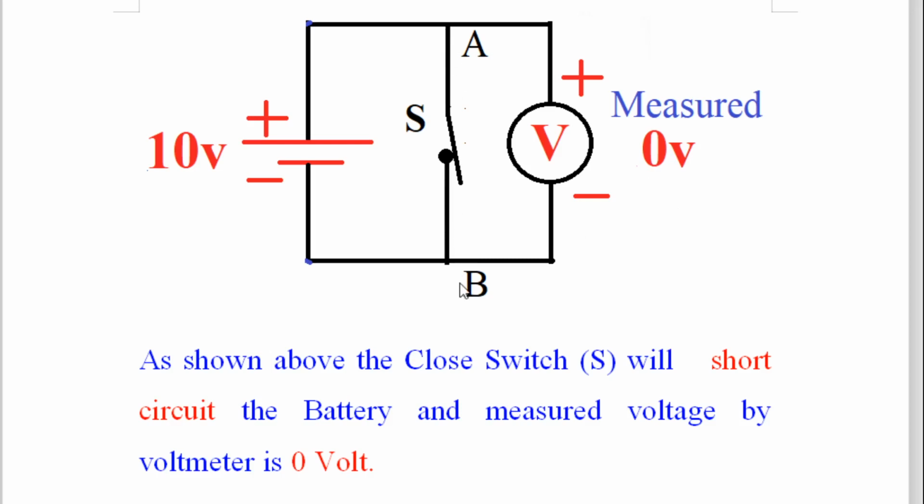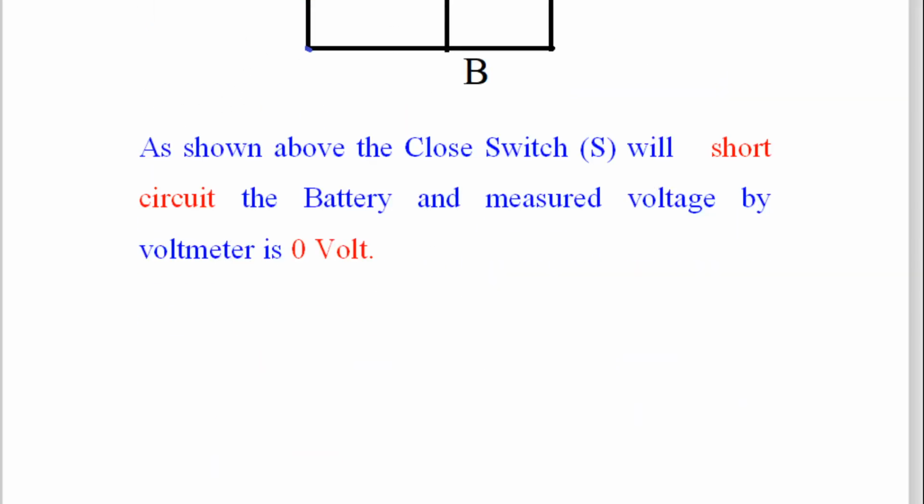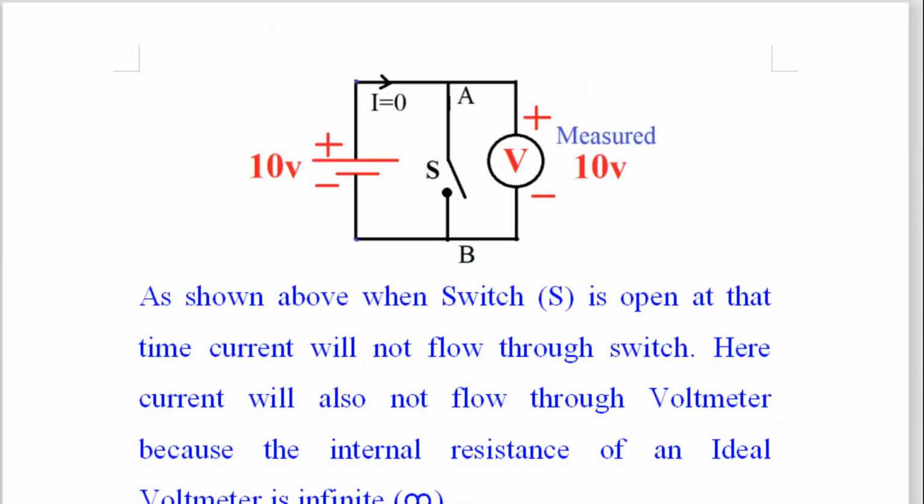Terminal A and terminal B are now short circuited. And in this way, this battery is also short circuited. And now we'll talk about this 10-volt battery and switch.